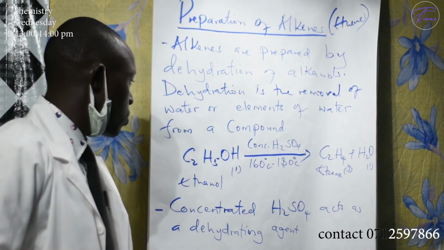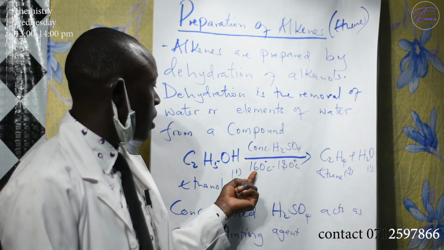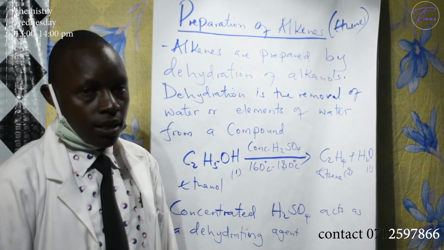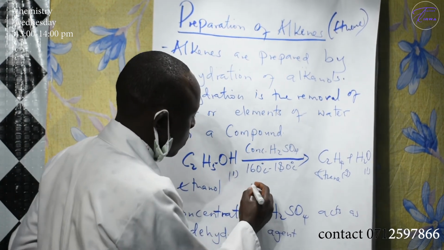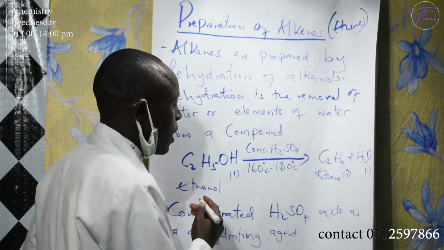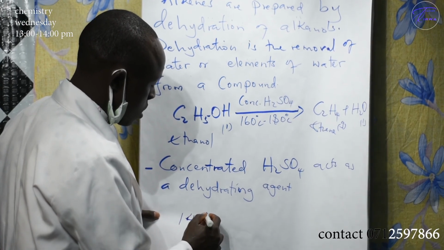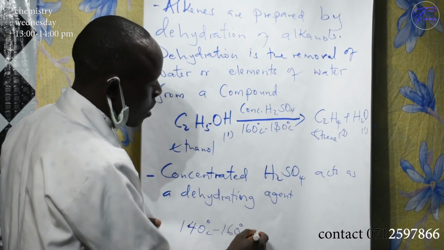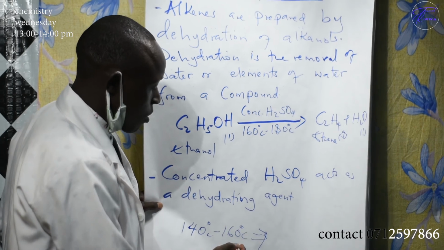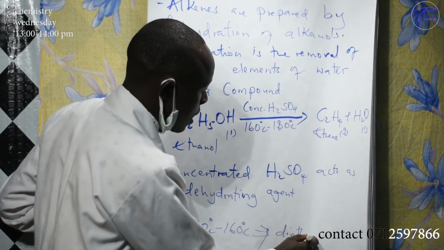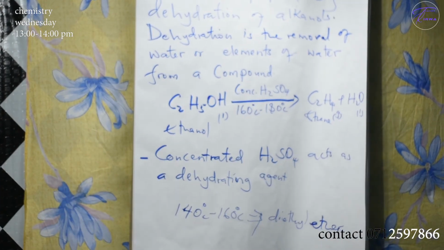The other very important thing: the reagent is concentrated sulfuric acid. The condition is temperatures of between 160 to 180. Just to mention, if the temperatures were below 160, say between 140 to 160, the product will not be ethene. The product will be another chemical compound that is called diethyl ether. We shall mention this when we do organic chemistry too.